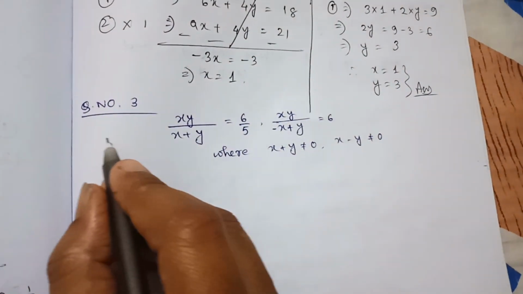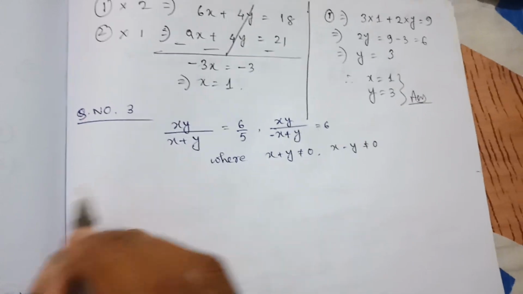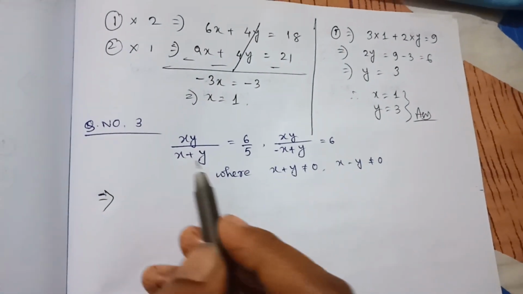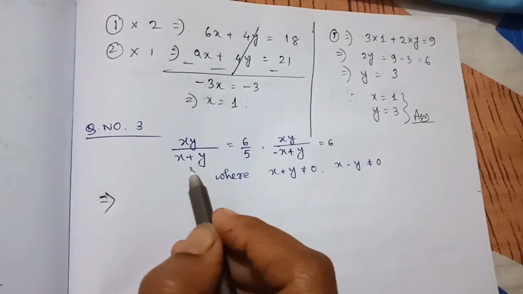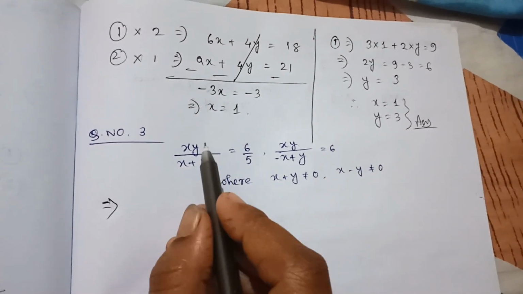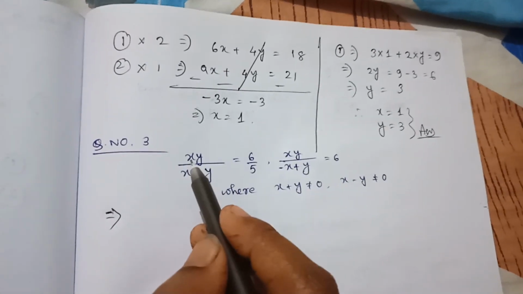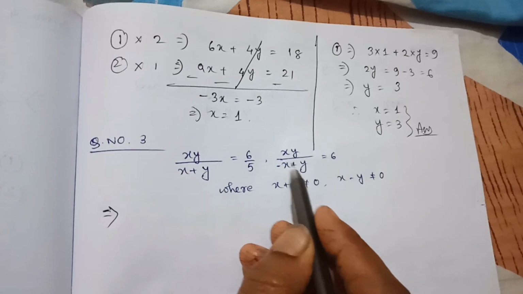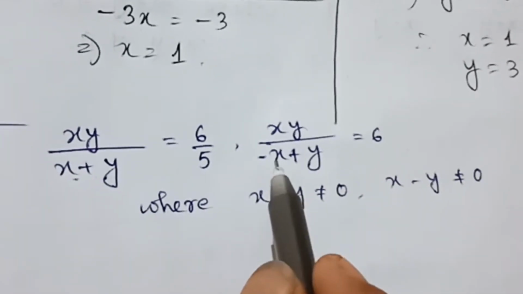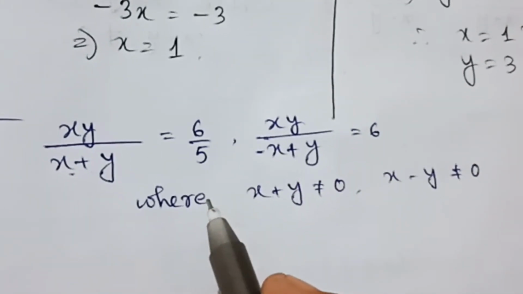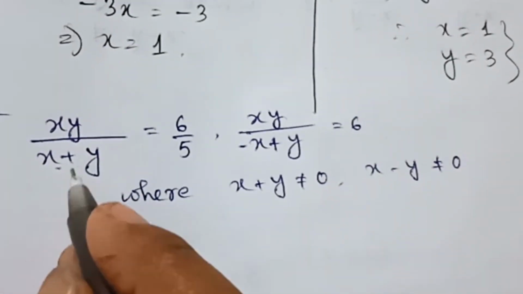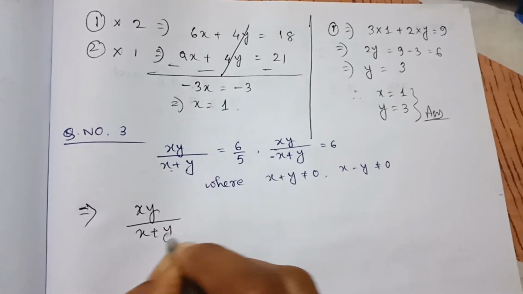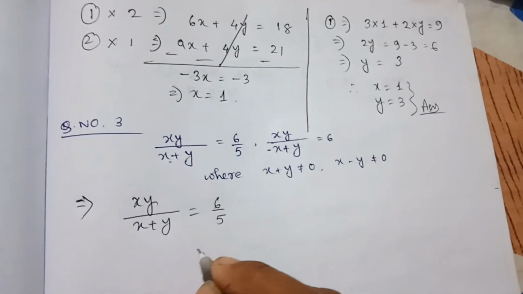Coming to question number 3. This is again another type. Look at this type. Here the xy term is there, x is there, y is there, but the form is like this. xy in the numerator, x and y in the denominator. This is x plus y and this is minus x plus y. So for this reason, first we need to write down the given equations.